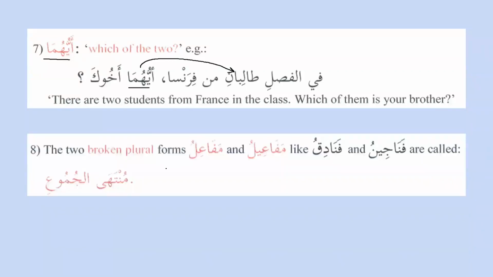And then we have here the broken plural. We have learned about it in detail in book 1. The broken plural forms mafa'ilu and mafa'ilu are mamnu min as-sarf. On these 2 patterns we have the examples: on mafa'ilu we have fanadiqu, hotels, and on mafa'ilu we have fanajinu, that's teacups. These are called muntaha al-jumur. Muntaha al-jumur means after this, it's not possible to make a plural. That's why we call them muntaha al-jumur.